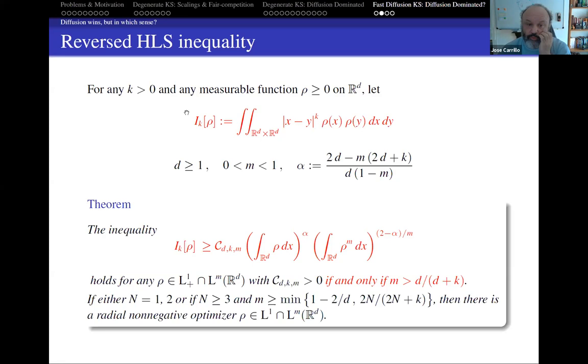In fact, we can prove this kind of inequality totally independently of the problem. And we can show that this inequality holds for any rho in Lm, even if m is between 0 and 1, to denote that I'm assuming that the integral for m is finite. This inequality holds if and only if I have this relation between m and k, and it's a relation that is different from the one I had before. And in fact, we can show the optimizers of these inequalities exist in L1 and Lm, but under a more restrictive condition, which I will explain in a sec.